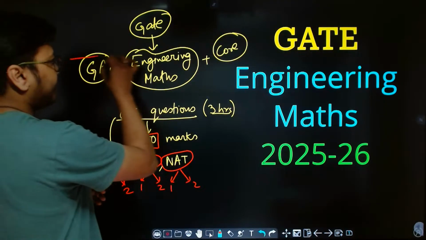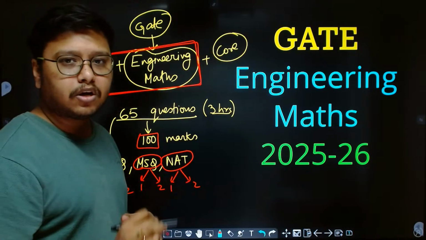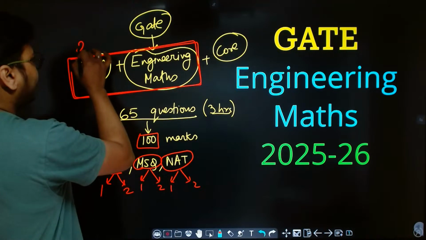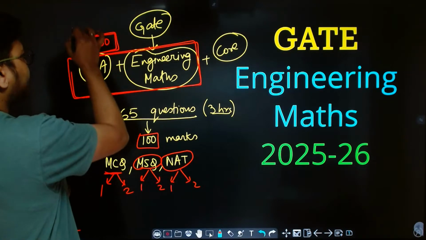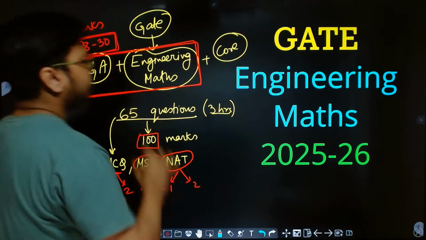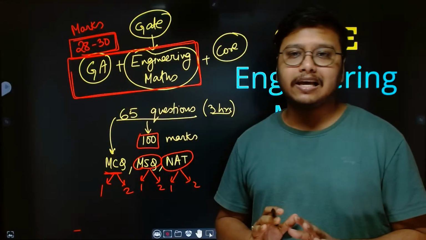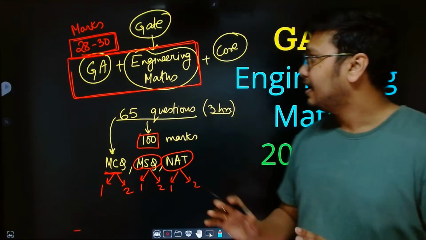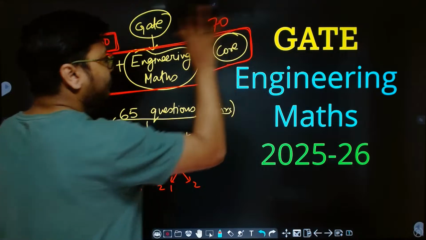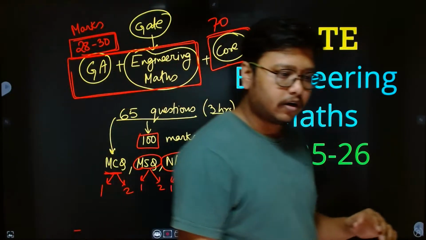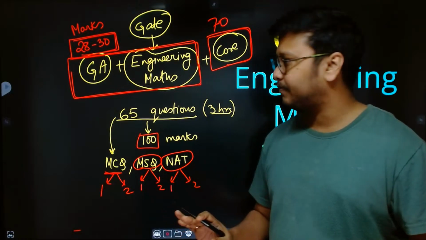Now you can say general aptitude and engineering maths together will comprise about 28 to 30 marks in the question paper. Okay, 28 to 30 marks will be covered in GA and your engineering maths part. Remaining, you can say the remaining 70 marks will be from your core portion. All right. So this is the overall structure of the GATE exam.